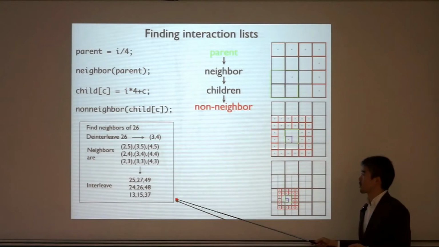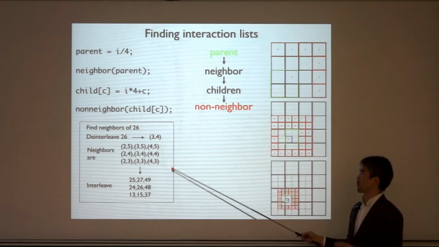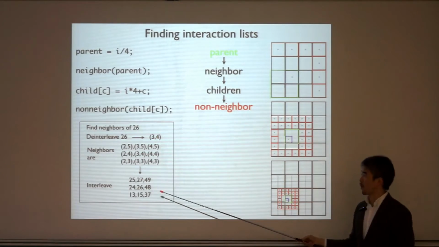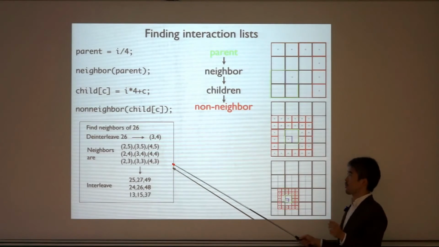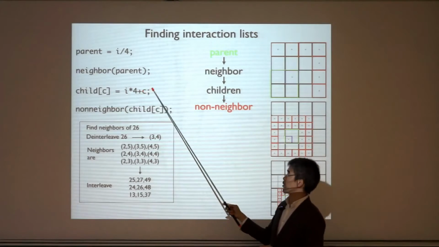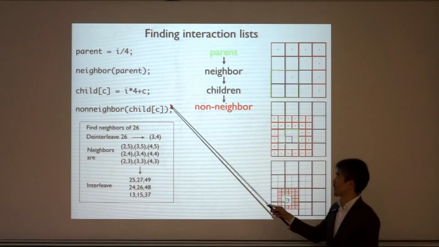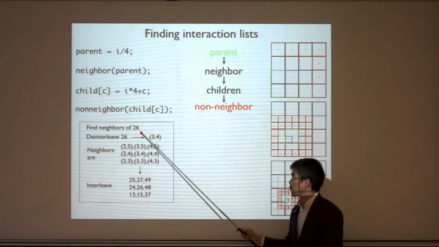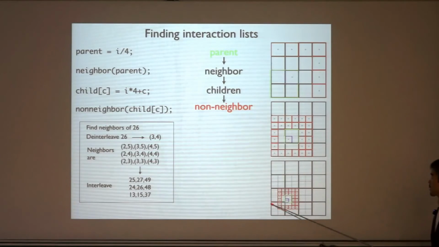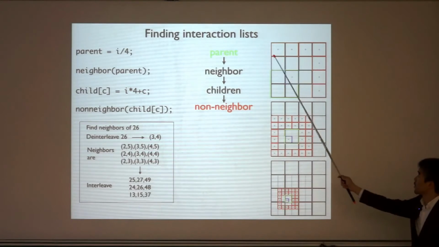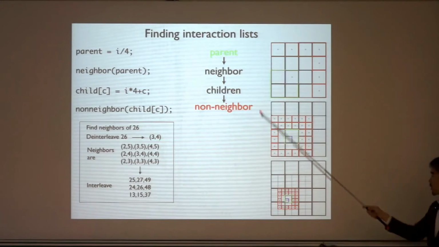For those of you that are coding in C, it's not really a problem. C lets you manipulate your indices however you want. If you're using things like C++ iterators, it's a little bit more difficult because they don't let you directly manipulate iterators like this, but you can still do it. So you can form the M2L interaction list by doing this operation.